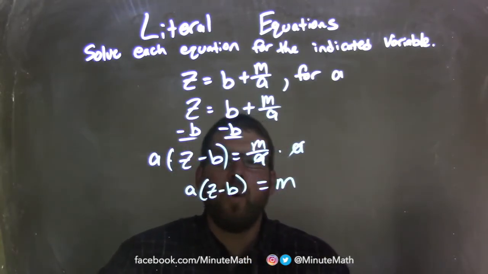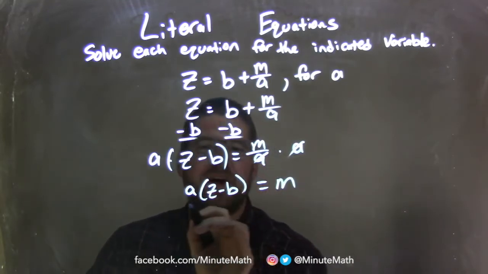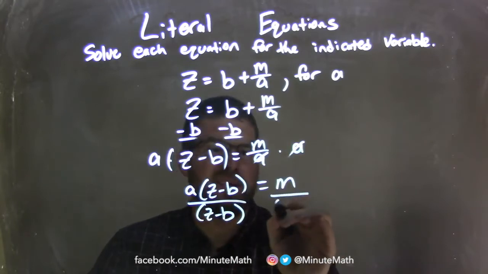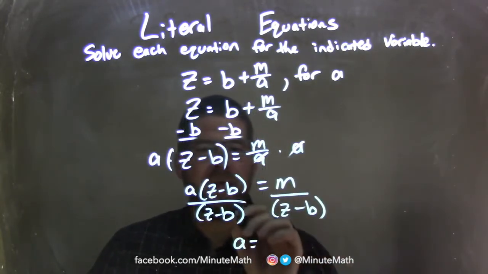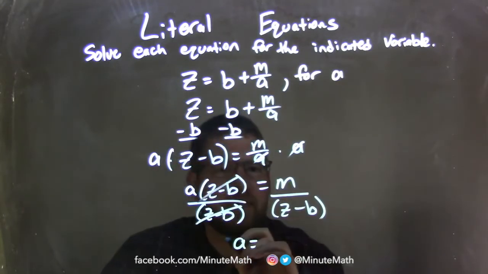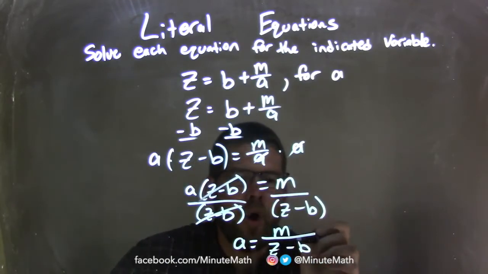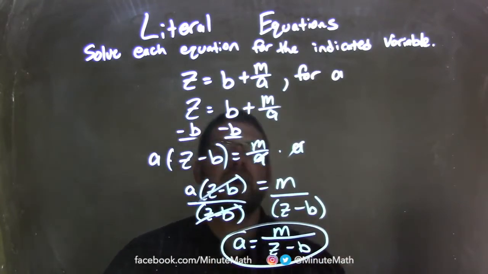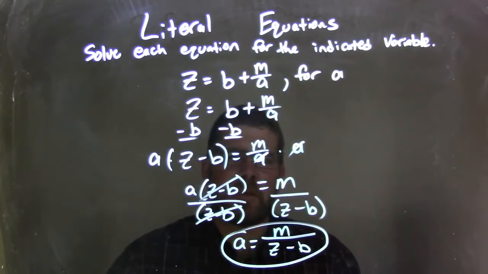Well, from there, I'm not distributing that A. That would be going backwards. What I'm going to do is actually divide by that whole quantity, Z minus B. Why not? I can divide by the whole thing. And what that does is leave me with an A by itself, because these cancel. A by itself on the left equals M on the right over Z minus B also on the right. M over Z minus B, and there we go. We have A by itself, isolated, and it's equal to M over Z minus B, and there we go.